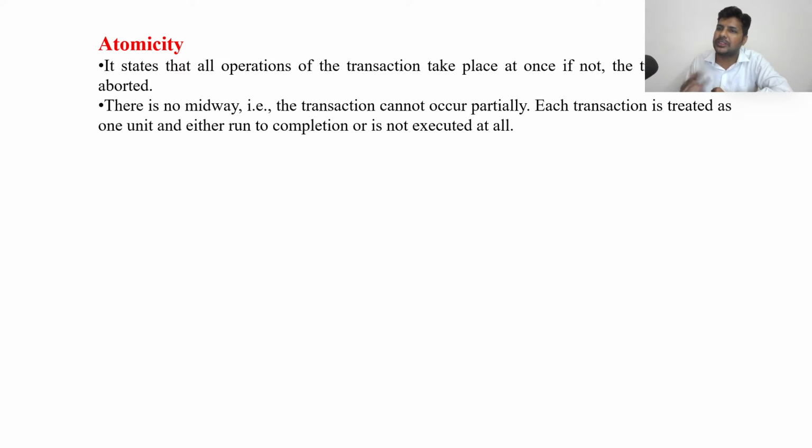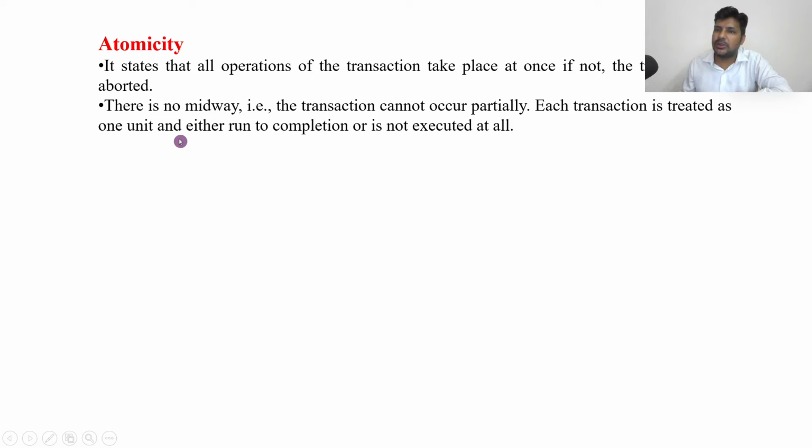Half of the operation succeeding and half failing will not be there, right? So there is no midway. Either it should be successful or it should be cancelled or rolled back, so that the transaction cannot occur partially. Partial operation success is not available. Either it should be success or fail, right?